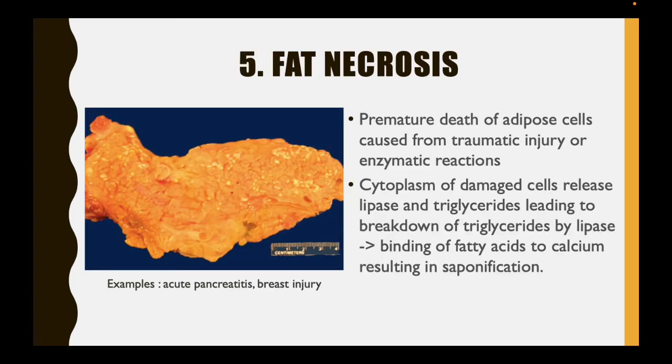The next type of necrosis is fat necrosis. So, fat necrosis is when we have premature death of adipose cells, either from traumatic injury, which is characterized as non-enzymatic fat necrosis, or enzymatic fat necrosis. So, enzymatic fat necrosis occurs because you have these cells that get damaged from the cytoplasm.